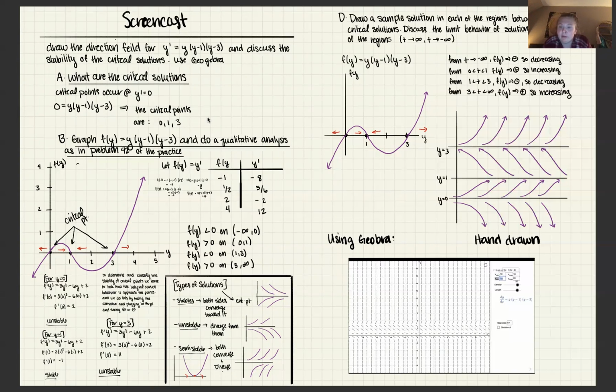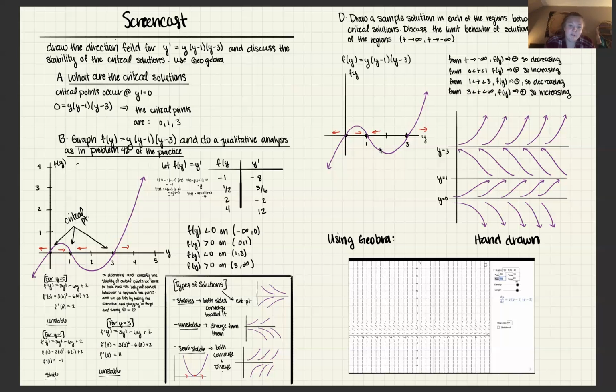Let me move myself over really quickly. Basically for part D, discussing limit behavior is about these arrows, which you figure out analytically. You've drawn it in geometrically, and now you just have to discuss what they mean. Since you have 3 critical points, those define the regions: from -infinity to 0, 0 to 1, 1 to 3, and 3 to infinity. I've written those all in, and figuring out based on your analytical solution if they're positive or negative determines if it's increasing or decreasing, right?